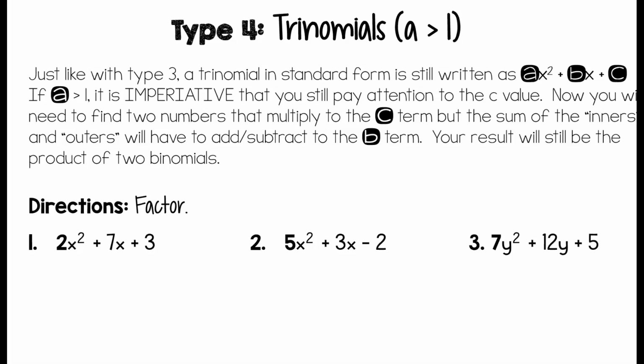So here's the final type of factoring before we move on to factoring completely. It's extremely similar to type 3, where we just factored trinomials whose leading coefficient was equal to 1. Just like there, we're still going to have to look at our C term. But unlike the last lesson, the two numbers that you pick are not going to immediately add or subtract to the B term. You're going to have to multiply your outers and your inners and then combine those products to see if they add or subtract to the B term.